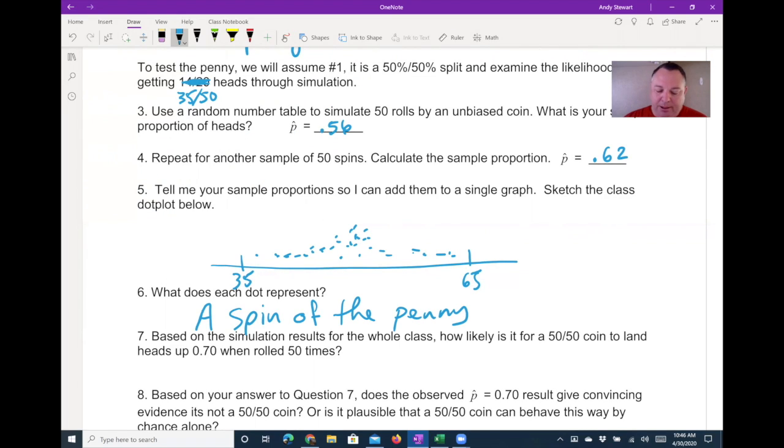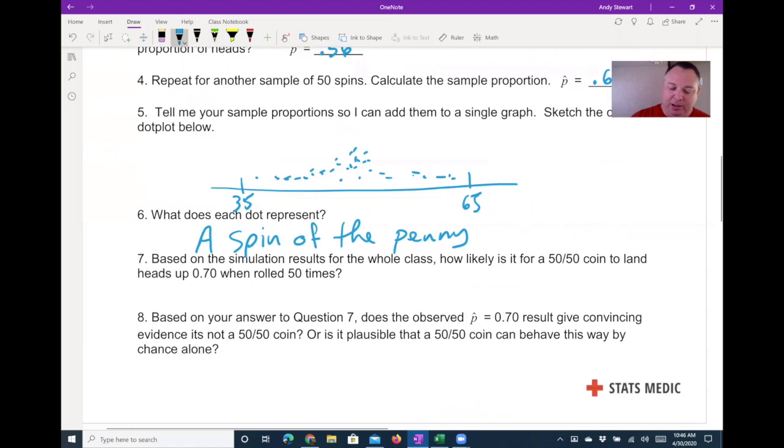Based on the simulation results for the whole class, how likely is it for a 50-50 coin to land heads up 0.7 when rolled 50 times? It is 0. Impossible, according to that roll of 50. Of course, it's not impossible if you do it hundreds of times or thousands of times, but for our single result, our single sample, if you will, it was not possible.